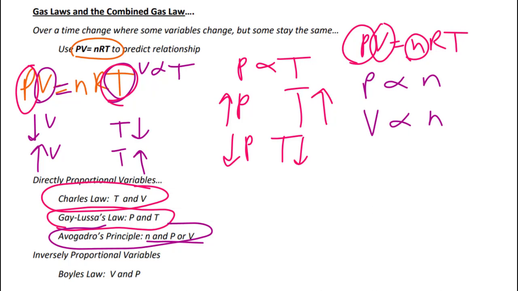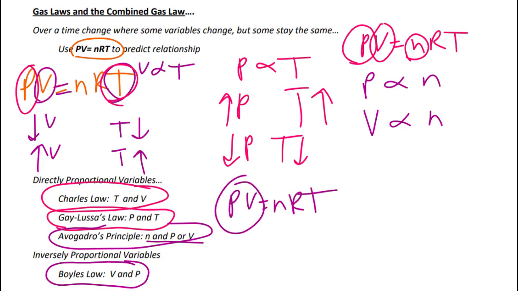So Boyle's law just showed us how volume and pressure relate in PV equals nRT. We can see that volume and pressure are on the same side of the equal sign, and so they are inversely proportional variables. So we would write that pressure is inversely proportional to volume. So as one increases, the other must decrease.